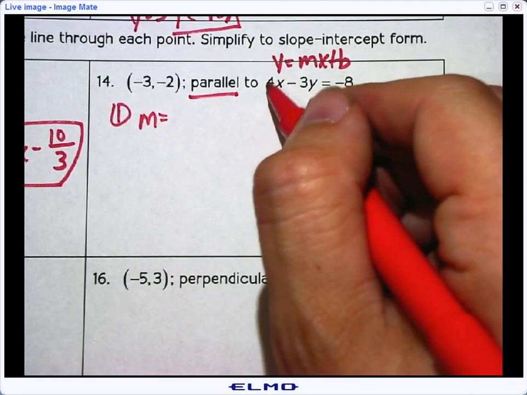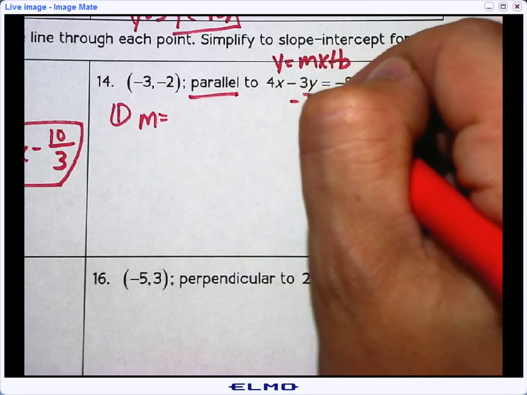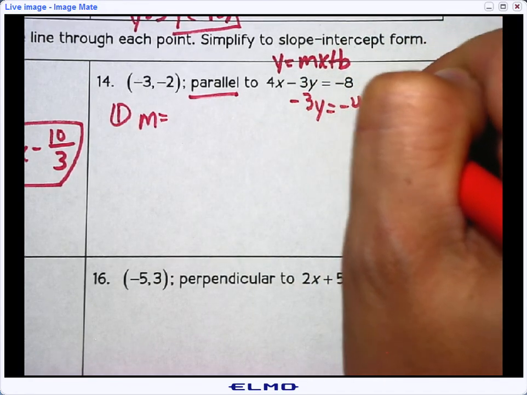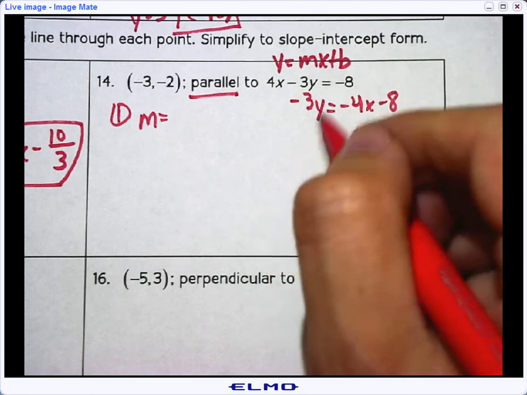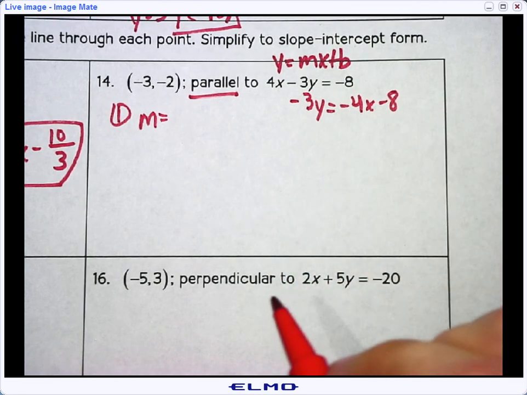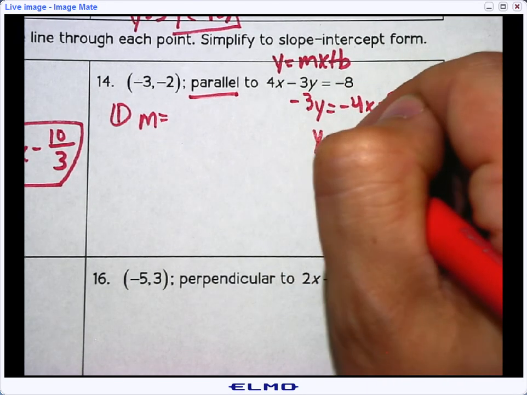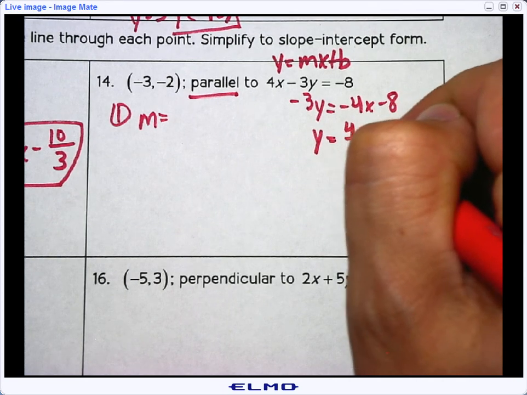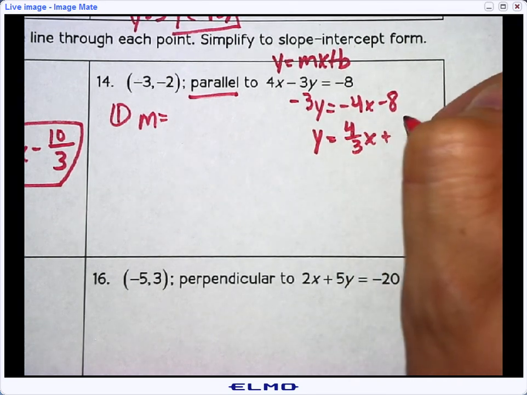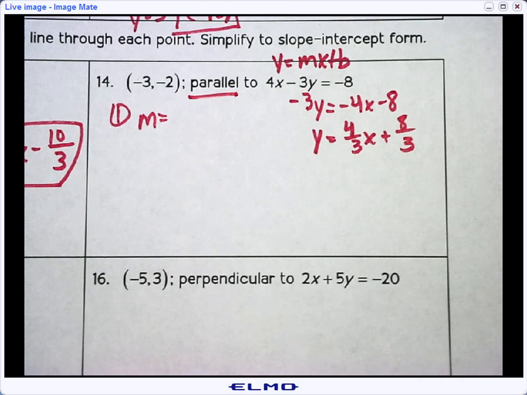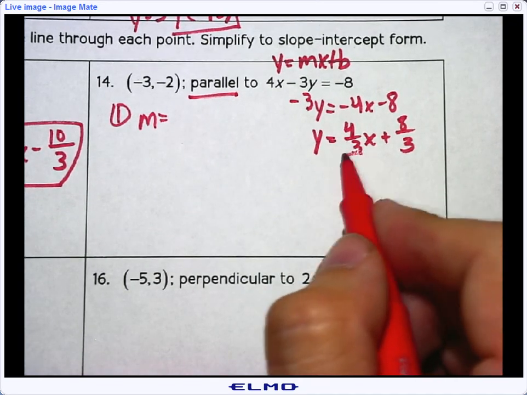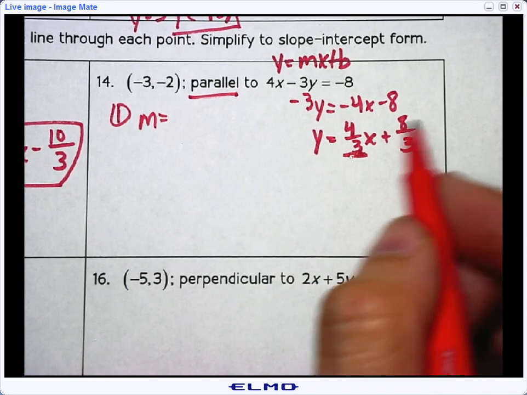To do that, you're going to subtract the 4x first to get negative 3y equals negative 4x minus 8. Divide everything by negative 3. That's going to give you y equals positive 4/3 x plus 8 over 3. Now, the only thing I'm worried about is the slope. I don't care that this is a fraction. That makes no difference.